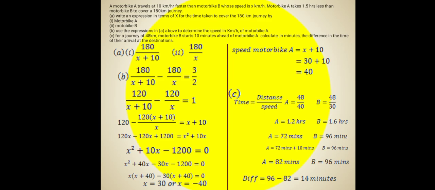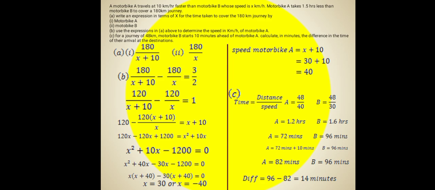Now we know time is equal to distance divided by speed. So you can see the time taken by motorbike A is 180, which is the distance, divided by the speed x plus 10. The time taken by motorbike B is the distance 180 and the speed x. Divide those two, you get the time.